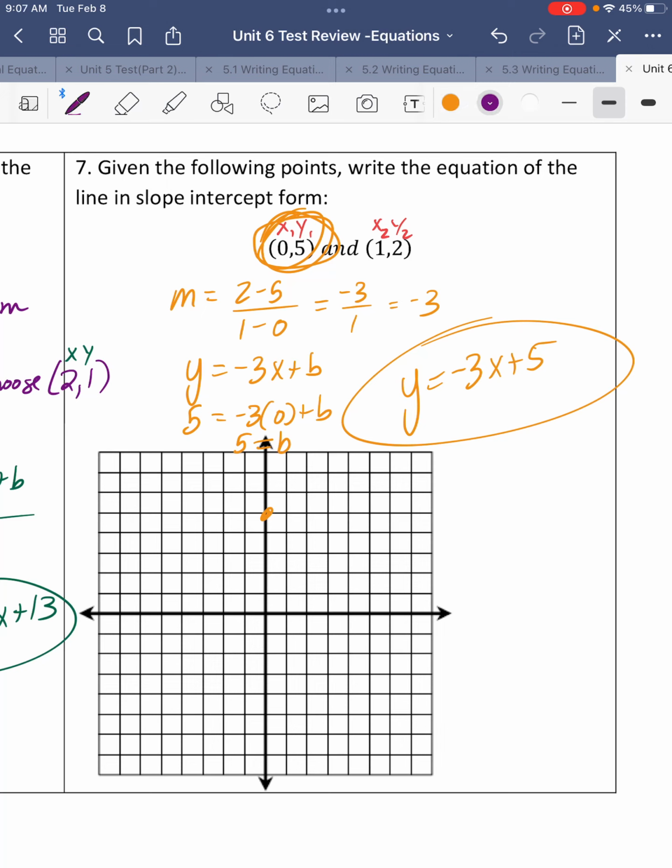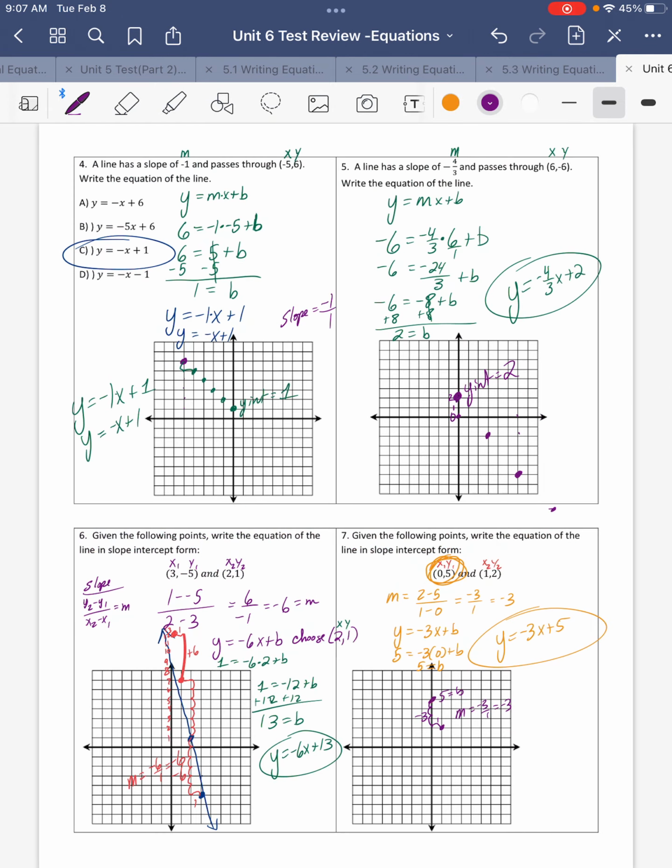There's your formula. If you're doing this by the graph, you got to plot your 2 points. 1, 2, so 1 to the right, 2 up, and then 0, 5. Find your slope of this. Down 1, 2, 3, right 1. So that's -3 over 1, which is -3. And then your y-intercept is 5. That's the y-intercept.